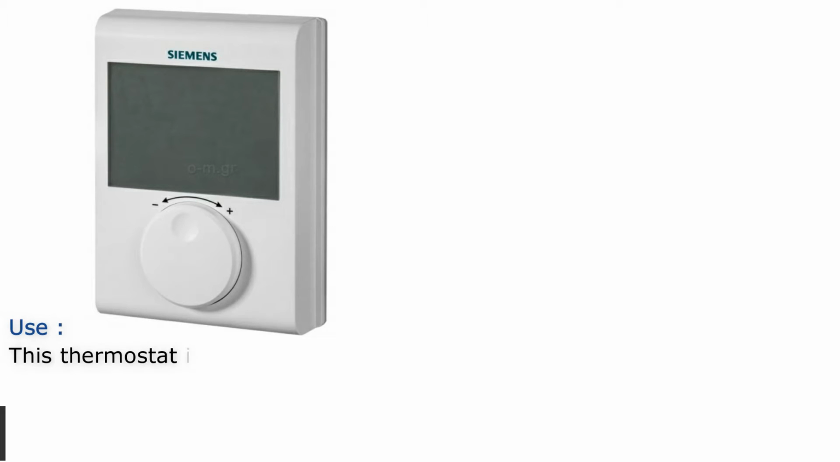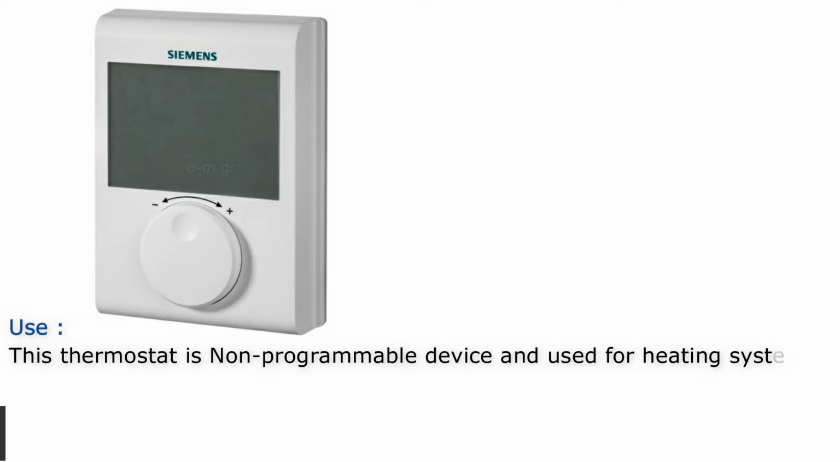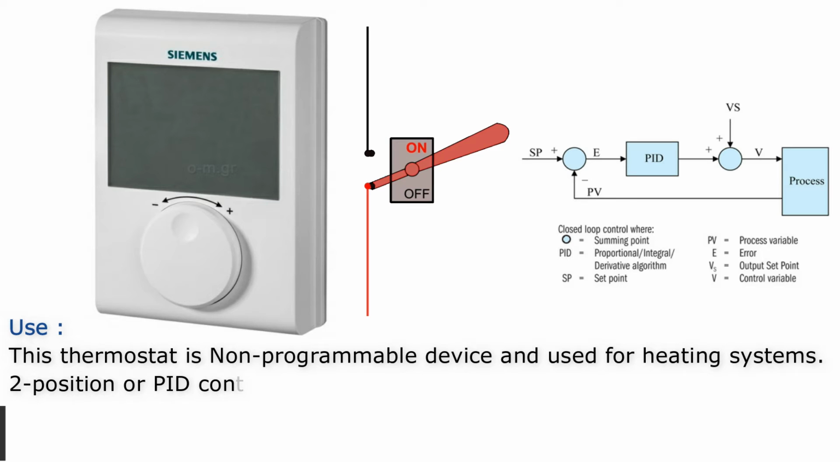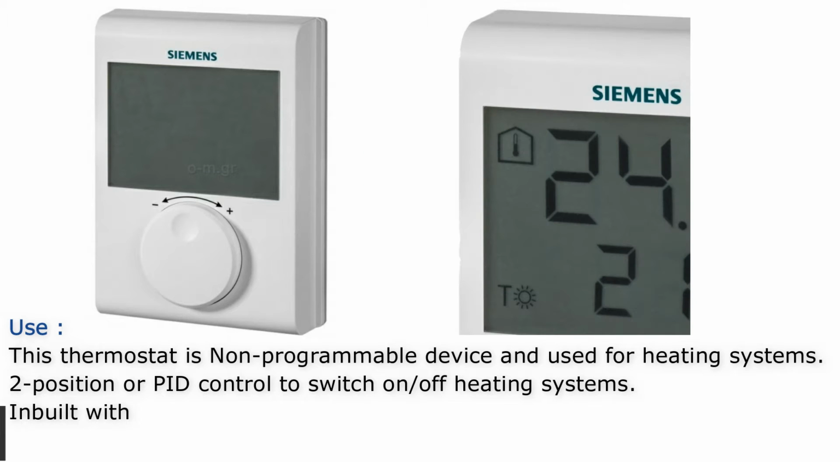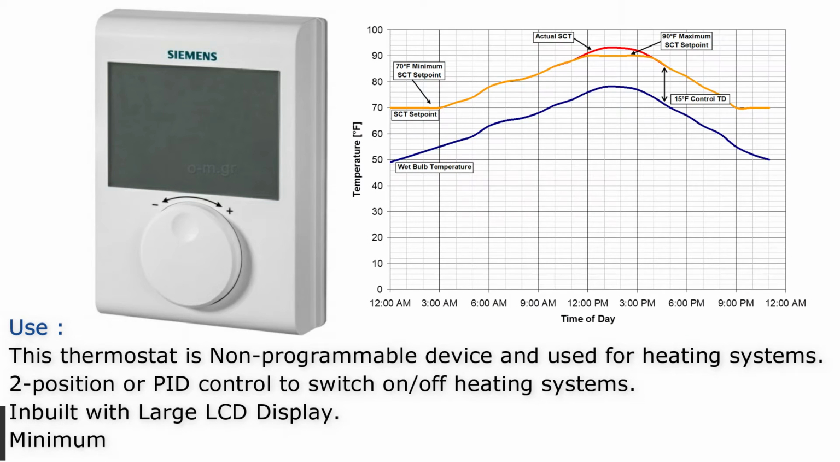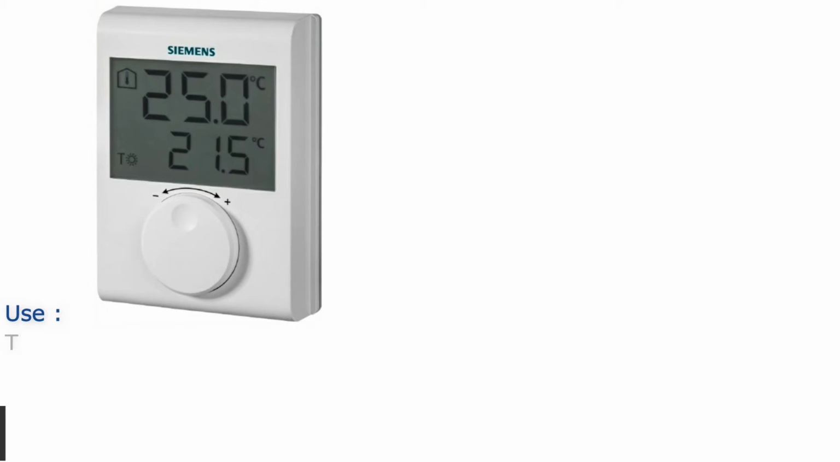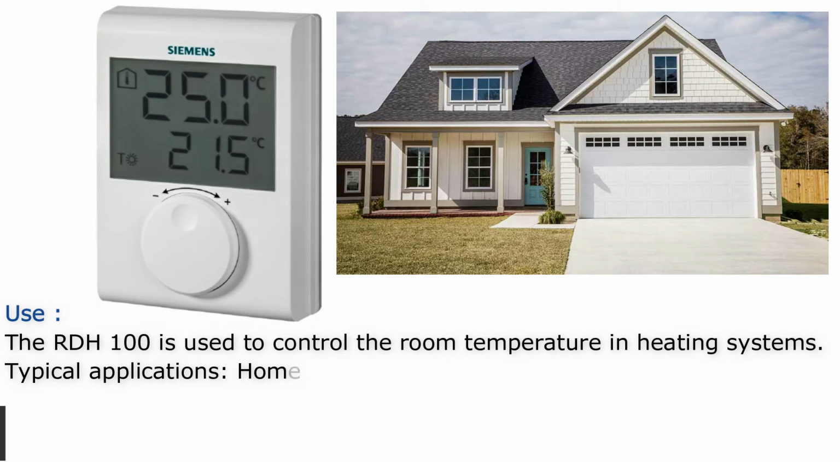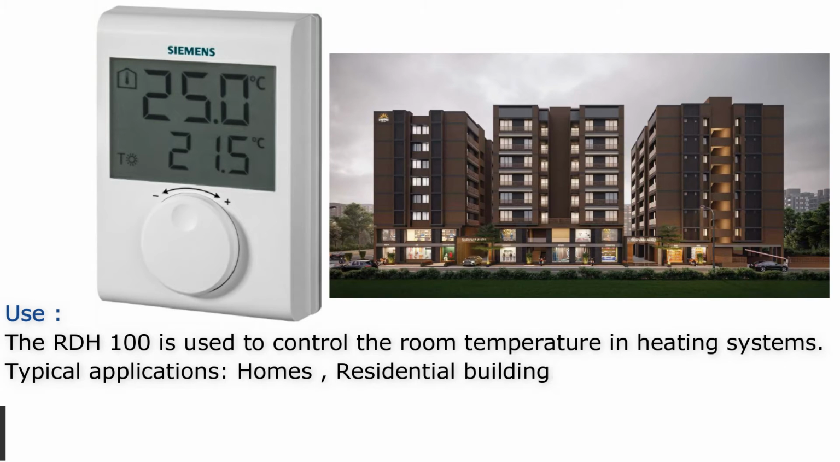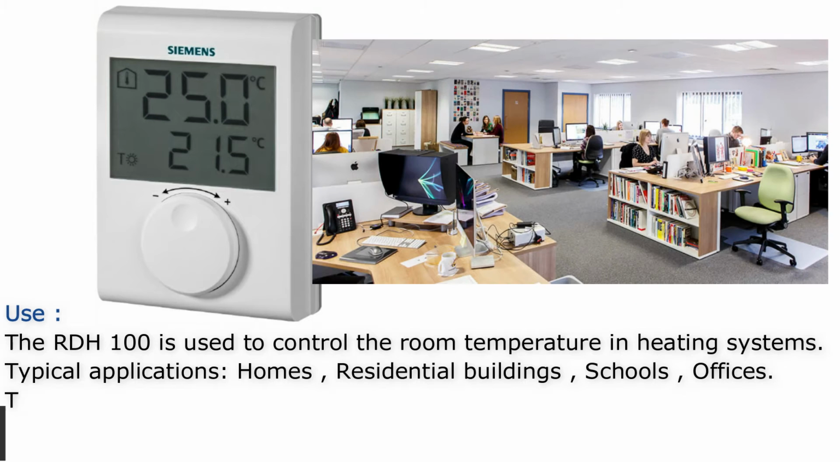This thermostat is a non-programmable device used for heating systems. 2-position or PID control to switch on and off heating systems. Built in with a large LCD display. Minimum and maximum set point limitation. The RDH 100 is used to control the room temperature and heating systems. Typical applications: homes, residential buildings, schools, offices.